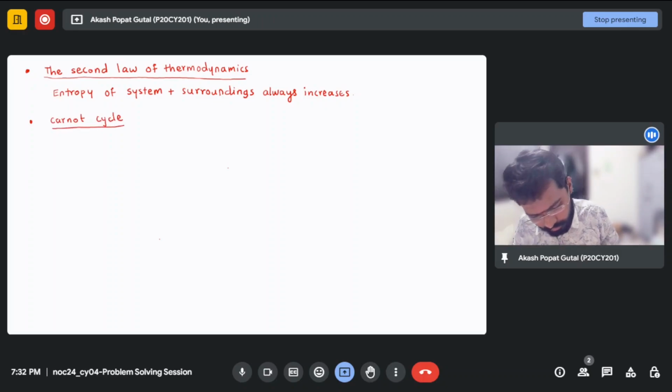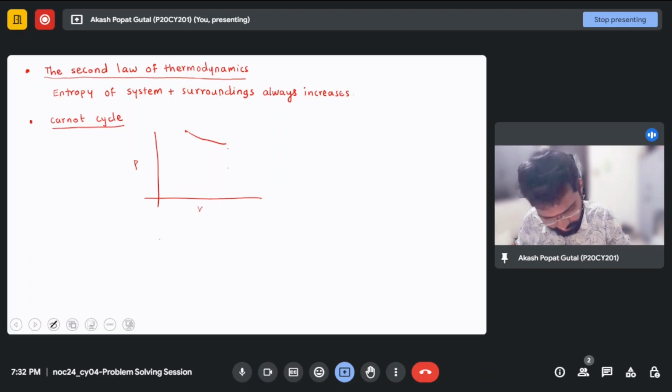So the Carnot cycle, we know, is a reversible cycle in which we have four processes. The first one is isothermal expansion. Then we have adiabatic expansion. Then isothermal compression. Then adiabatic compression to the initial state.